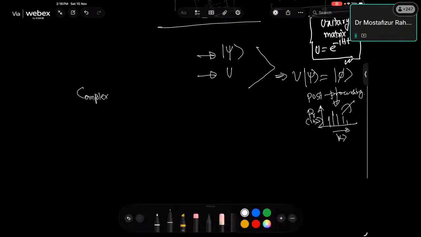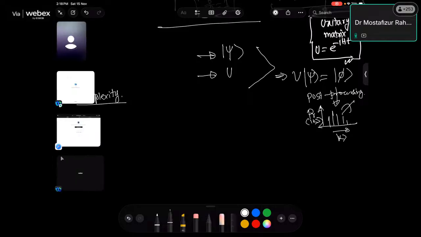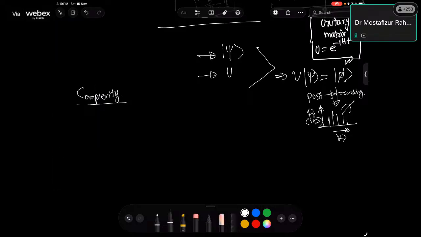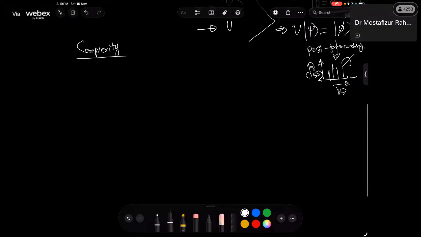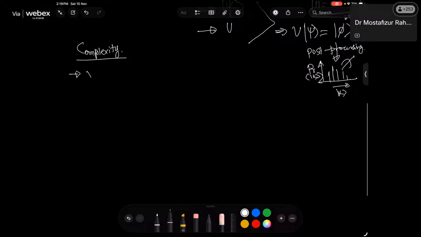I am assuming that there are some participants who might not have a good grasp of, or may have forgotten, the complexity notions, right? So let's talk about complexity. Let's start with vector dot product.